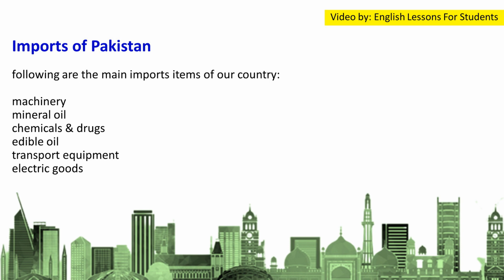Imports of Pakistan. Following are the main import items of our country. Machinery. As our country is in developing stage, we have to import different kinds of machinery to meet the demands of various industries. The machines are usually imported from Japan, USA and other European countries.